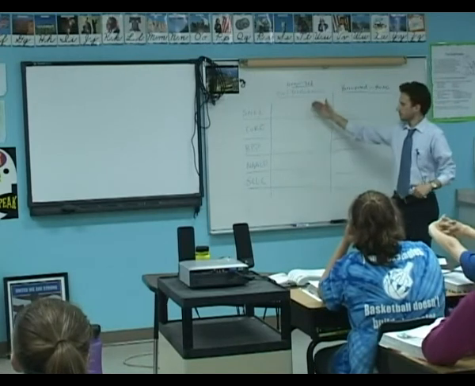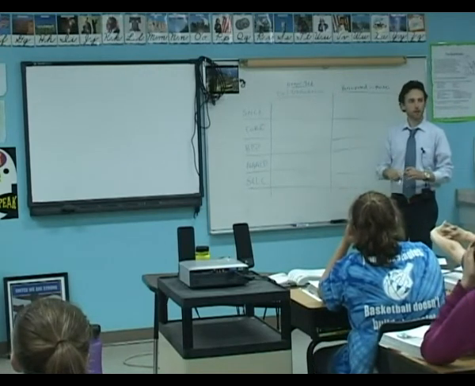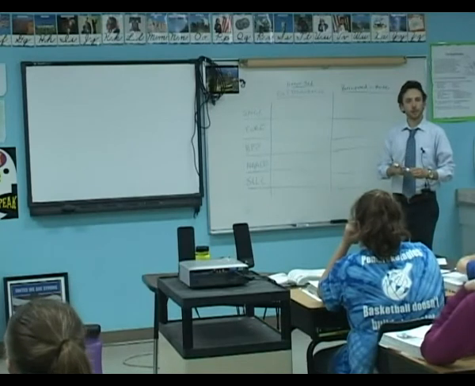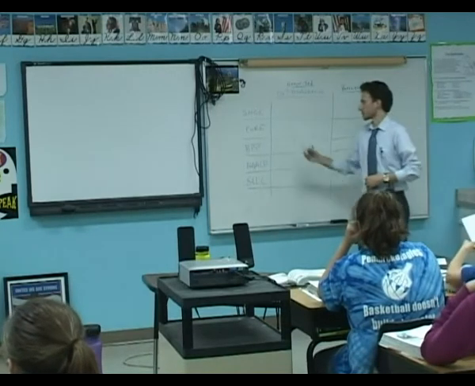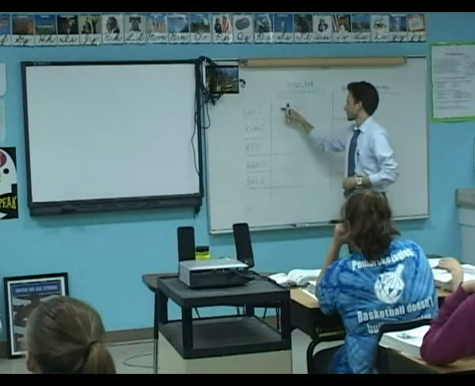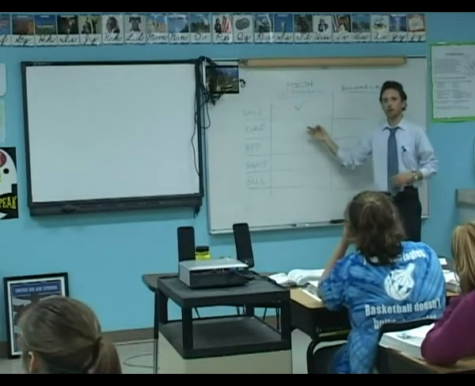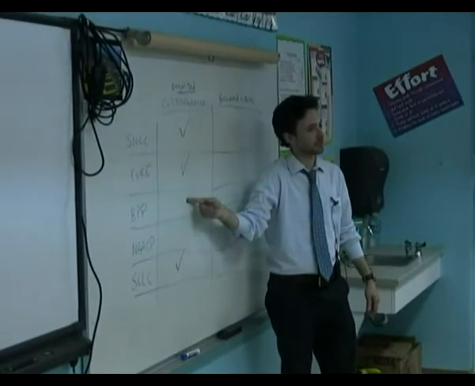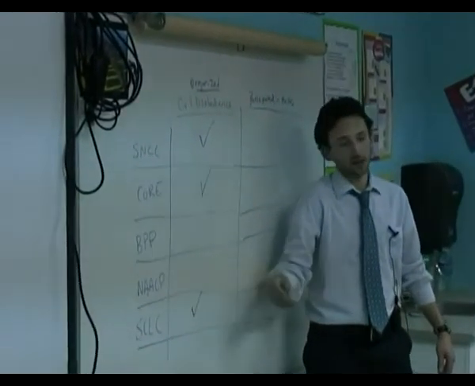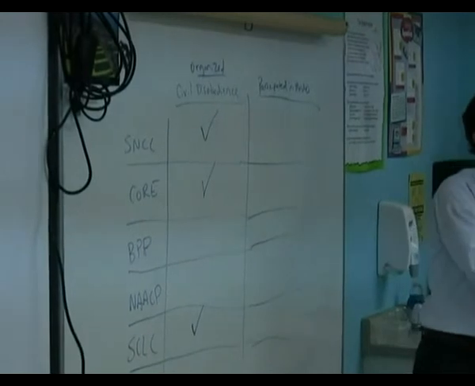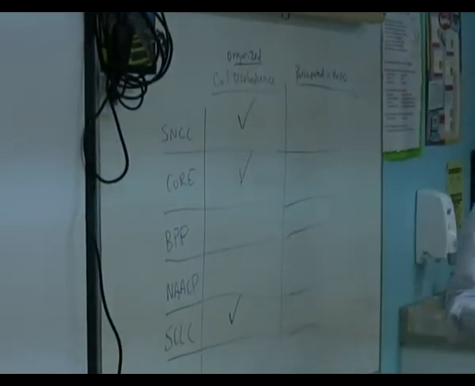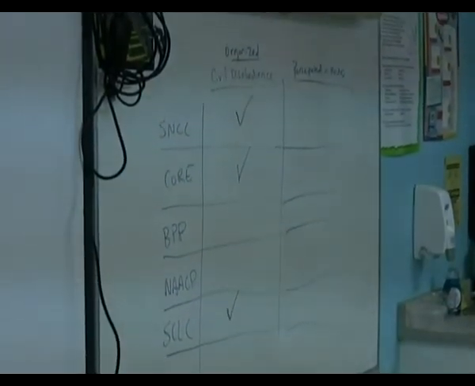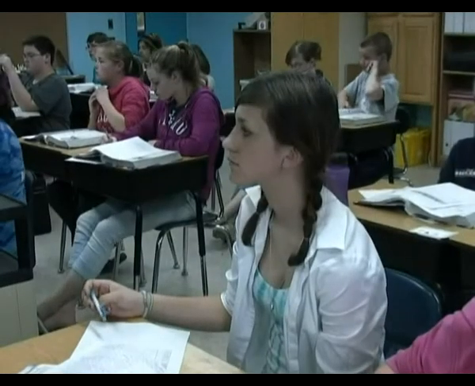boycotts. SNCC, would they fall into that category? Because of what? Sit-ins, definitely. So we put a check for SNCC and civil disobedience. CORE. Marches, yes, Black Panther Party, they were involved in marches, but not sit-ins, not civil disobedience. And NAACP, they try to change the laws through the legal system, not at the ground level. Okay. And if this were my sheet, I would say.